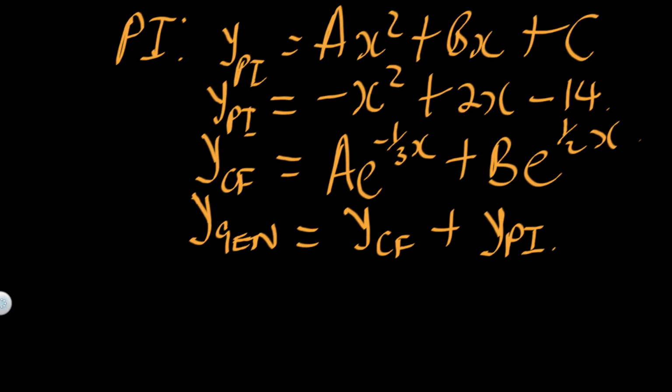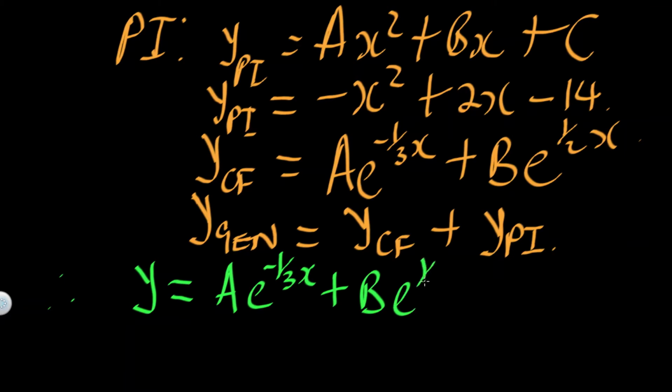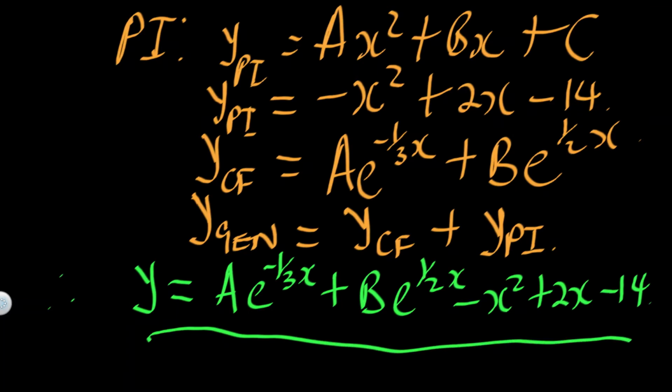So all we do here is just substitute into a function. Therefore, our solution to this equation is y equals, I write my complementary function, which is A e to the power -1 over 3 x plus B e to the power 1 over 2 x, minus x squared plus 2x minus 14. This is my solution to the second order differential equation. This is the final answer.